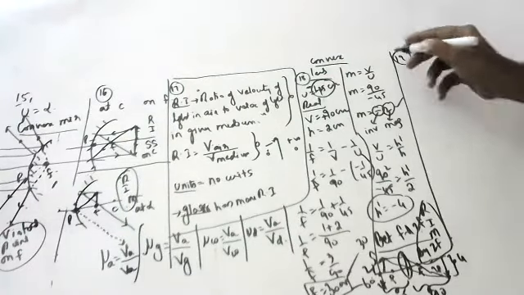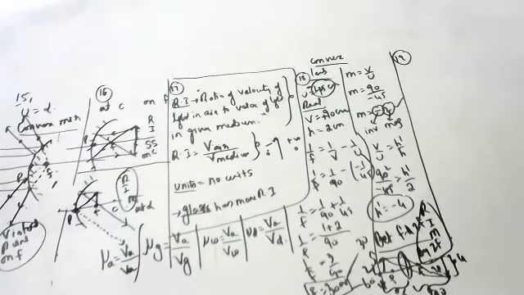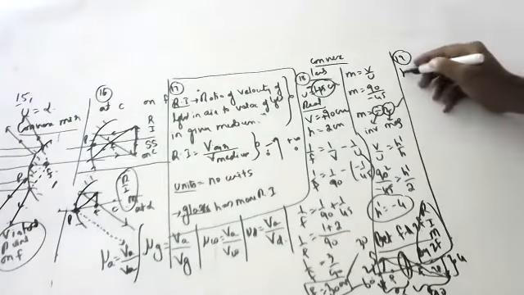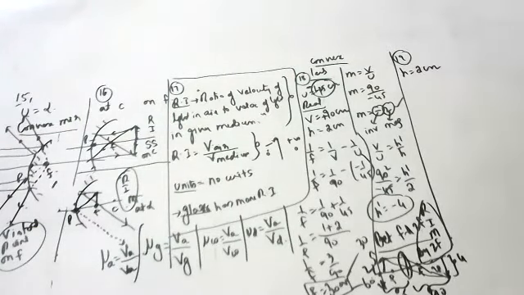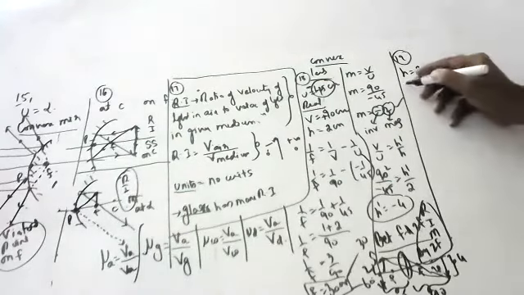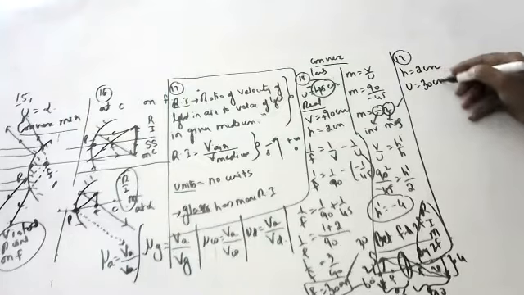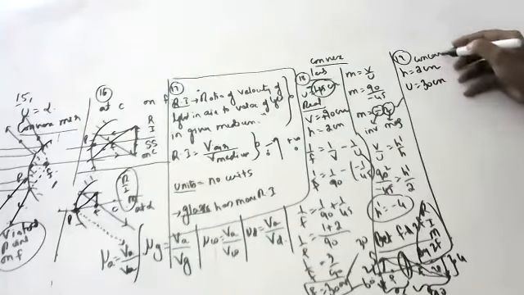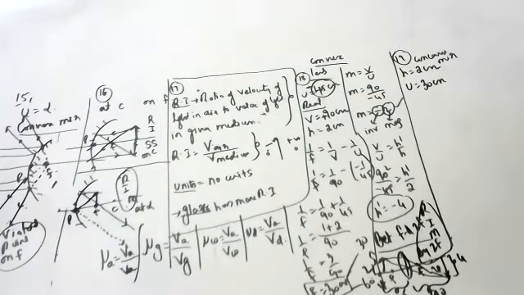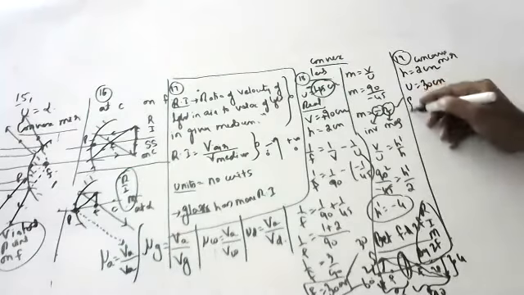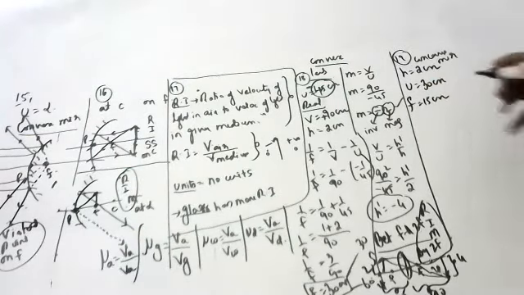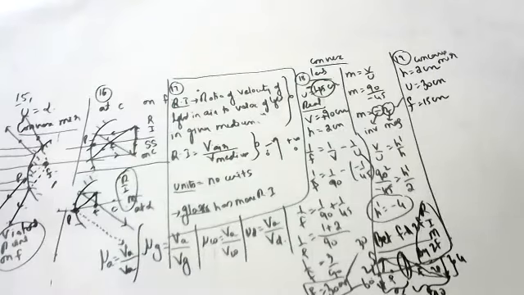Children, 19th question. An object 2 centimeters in size is placed 30 centimeters in front of a concave mirror of focal length 15 centimeters. At what distance from the mirror should the screen be placed?